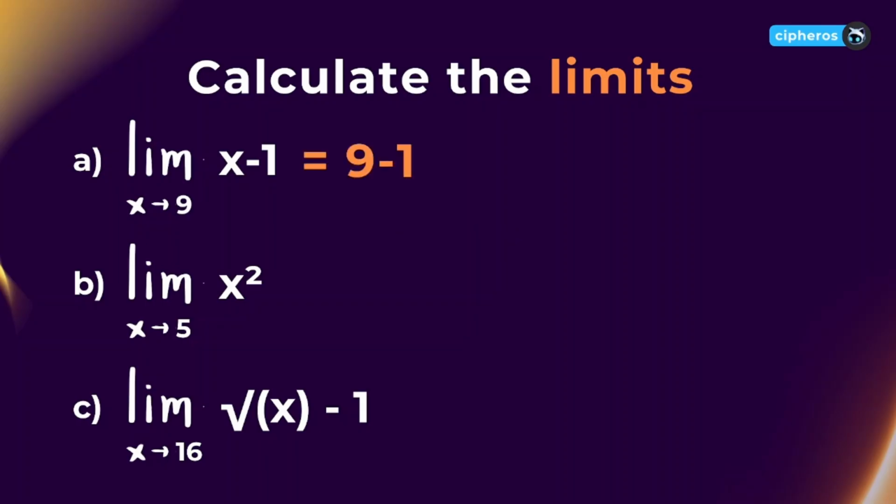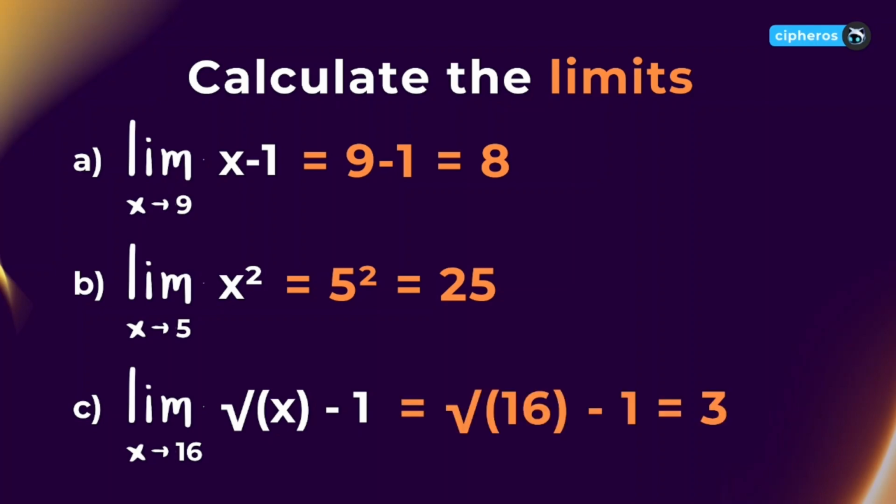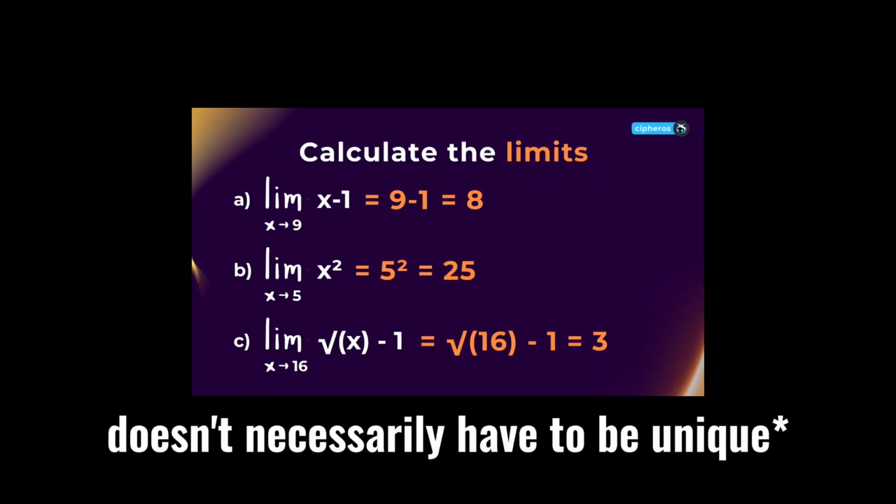Now the first case, we must just plug in. It's basically just to set this 9 and then subtract the 1, and the result is 8. Similarly, on the parabola, when x goes to 5, the output y goes to 25. And here's basically the same. When x goes to 16, that is the square root of 16, then minus 1, this is 4 minus 1, this is 3. Notice also that the limit cannot be unique.